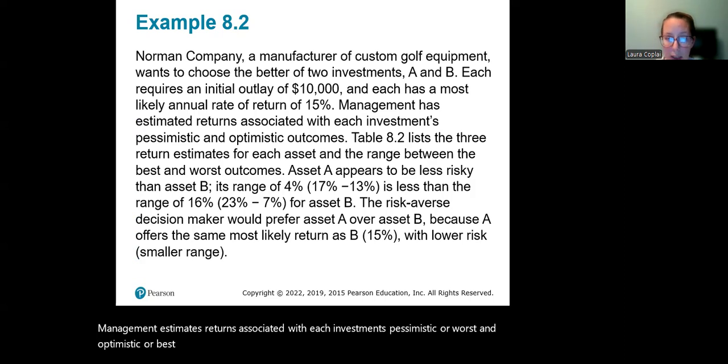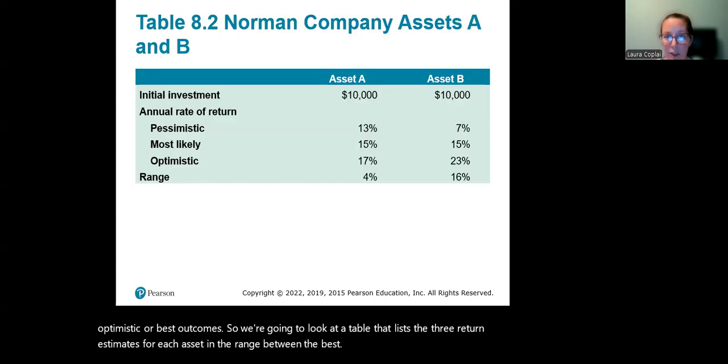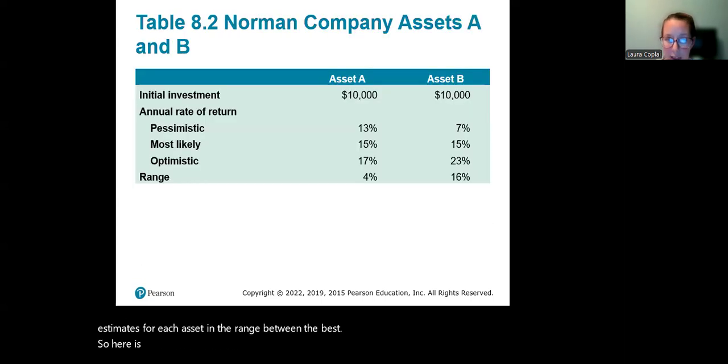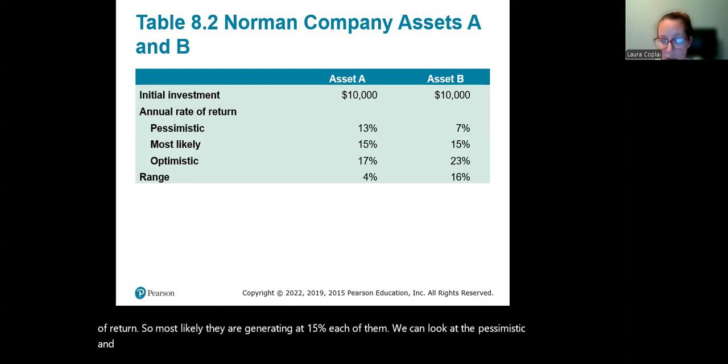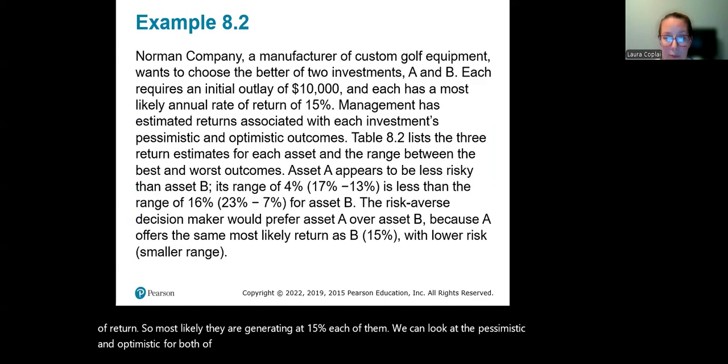So we're going to look at a table that lists the three return estimates for each asset and the range between the best and worst outcomes. So here is that, asset A and B. The initial investment is again the same. And then we have the annual rate of return. So most likely they are generating 15%, each of them. We can look at the pessimistic and optimistic for both of those with that specific range.